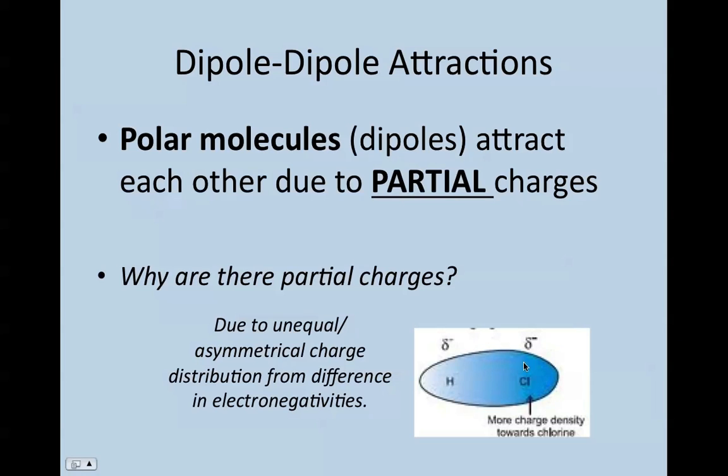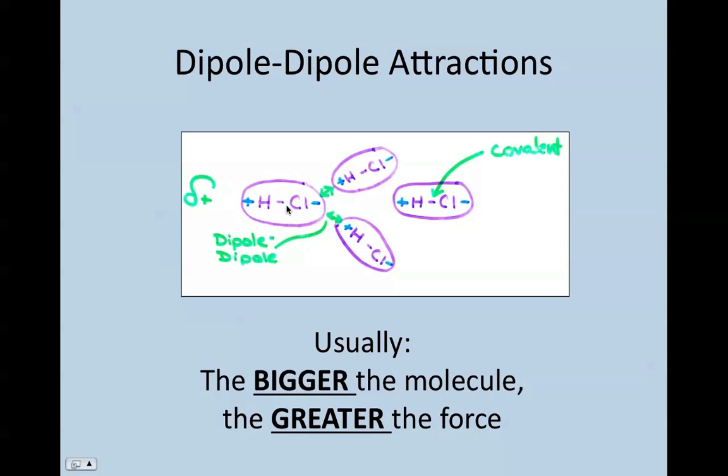So here we can see that there's an uneven charge distribution. We have a partial negative charge here. So those develop our partial charges, which can then attract other molecules. So here we have HCl, hydrogen chloride. Again, this is a covalent bond between the atoms, an actual bond, which causes a partial positive on our hydrogen and a partial negative on our chlorine. That partial negative on chlorine attracts the partial positive on the hydrogen of another molecule. So while we have a covalent bond between hydrogen and chlorine within a molecule, between molecules we have a dipole-dipole IMF.